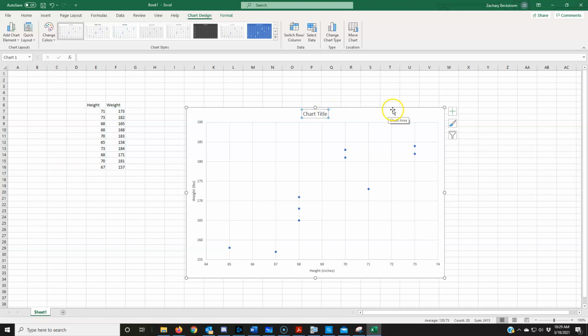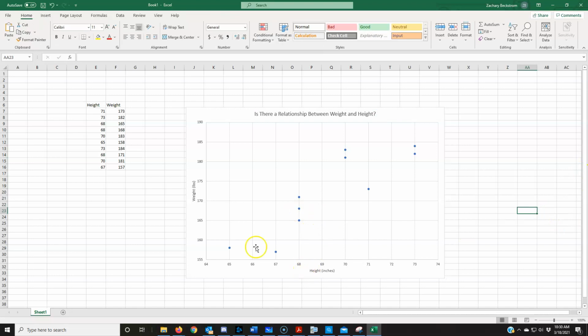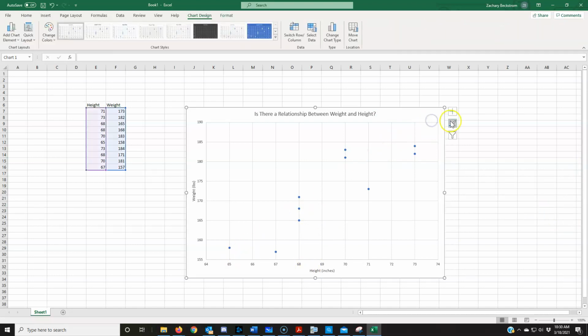And my chart title, I could say, is there a relationship between, I'll probably keep things capitalized since it's a title, is there a relationship between weight and height? Oops, something like this. And then here are my points, and then I can also come over here.